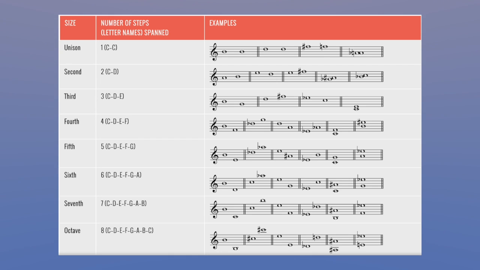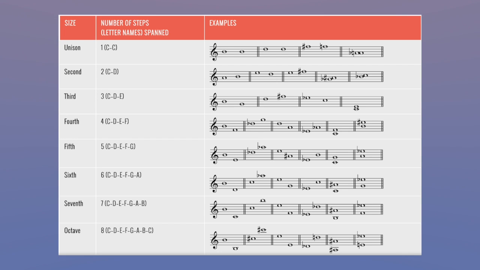If notes are on adjacent lines and spaces, that is, the space or line directly above the previous note, we call that a second. If a note is 2 away, that is, on one line, skip a space, the next line, or on a space, skip a line, the next space, we call that a third. One more line or space away is a fourth, and then a fifth, sixth, seventh, and finally we have the octave.